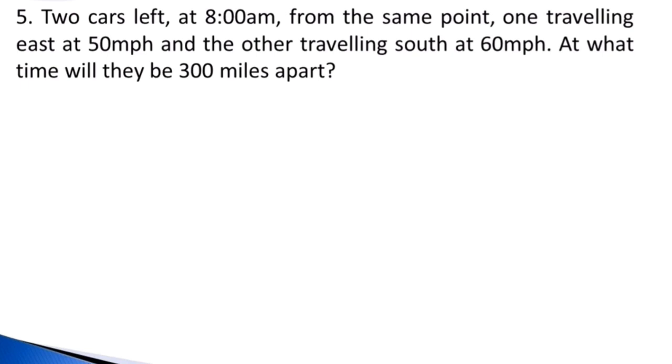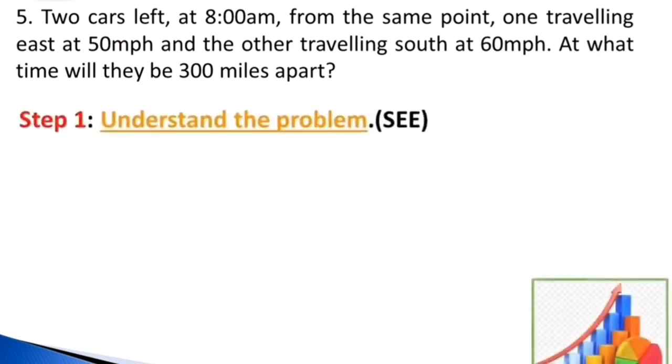So here we have two cars that left at 8 o'clock a.m. from the same point, one traveling east at 50 miles per hour and the other traveling south at 60 miles per hour. At what time will they be 300 miles apart? So again, read it more than once so that you can have a partial picture on how to solve this problem.